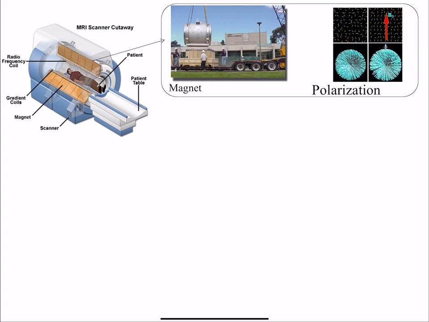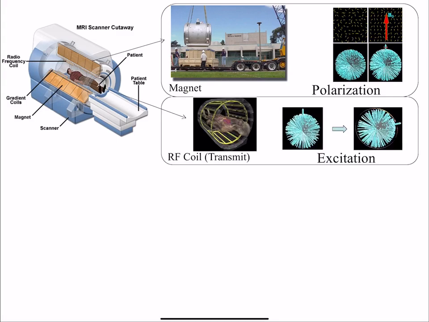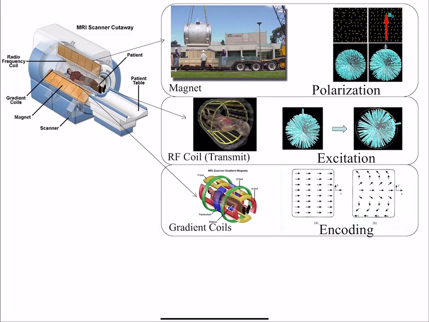So there's 4 main steps that we're going to talk about over the course of the next few weeks. One is the magnet. Its main job is to create polarization, to create some magnetization that you can work with. Okay. The next thing is the RF coil. It has 2 jobs, but first we're going to talk about its transmit role. It's going to transmit energy into the system, and it's going to excite the spins into a higher energy state. All right. The third thing we're going to talk about is the gradient coils.